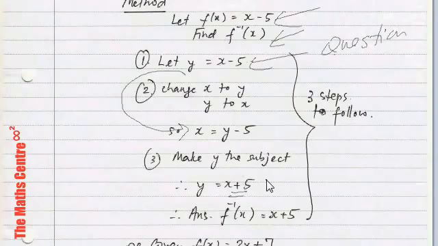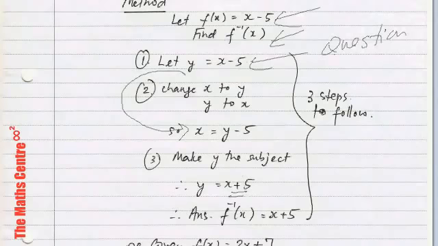Okay? So 3 steps. To summarize, first step, let y equal x minus 5. This follows the question that's given. Second step is to change your y to x and your x to y. And the last step is to make y the subject. And don't forget to write your answer as f inverse x equals x plus 5.